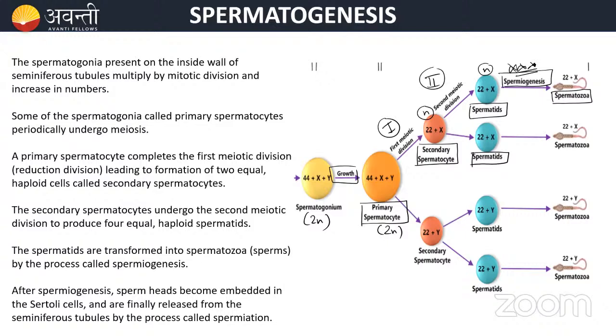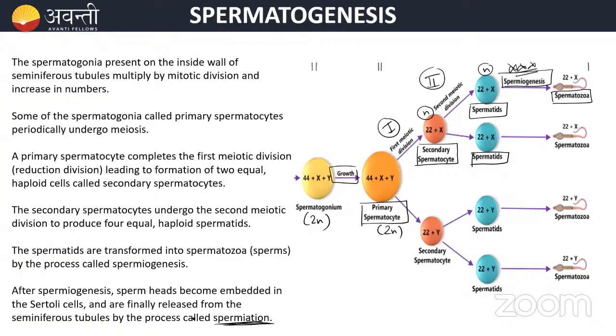Okay, and when the sperm are immature, their heads are embedded in the Sertoli cell. Once the sperms are mature, they get detached from the Sertoli cell, lie in the lumen of the seminiferous tubule and are released. Once they are ready, they are released from the seminiferous tubule. And this process is known as spermiation.